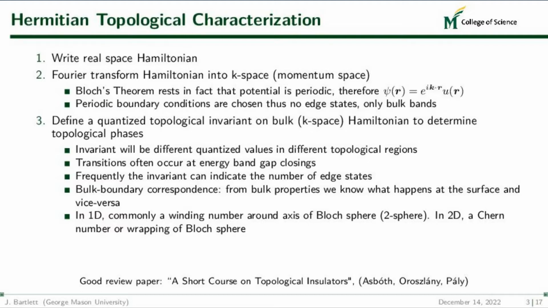So if it wraps once, we would say we have a Chern number of 1. If it completely wraps it twice in one Brillouin zone, Chern number of 2. And if it doesn't wrap it, it'd be a Chern number of 0. So for those of you who are interested in getting a good introduction on this topic, I listed a good review paper at the bottom, which should walk step by step through how topological insulators are traditionally characterized.